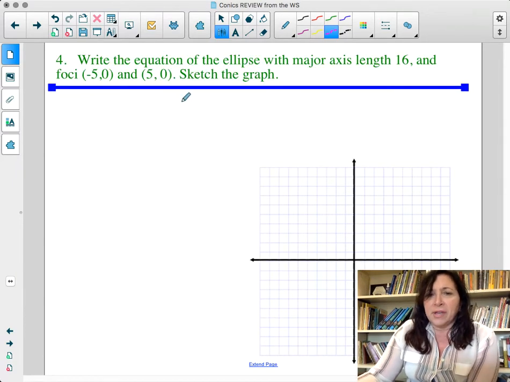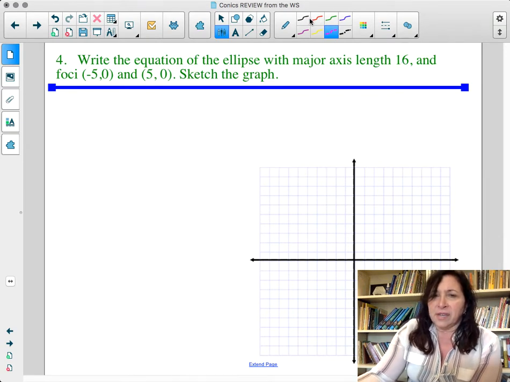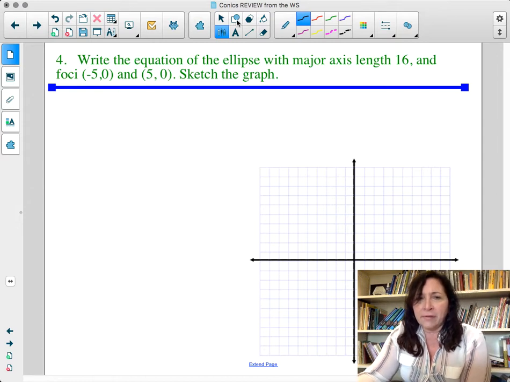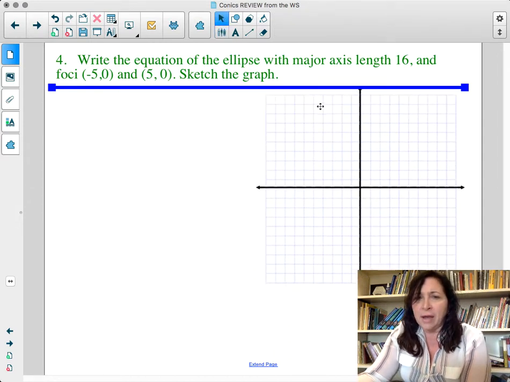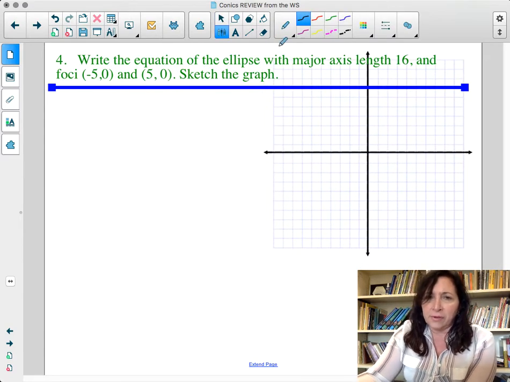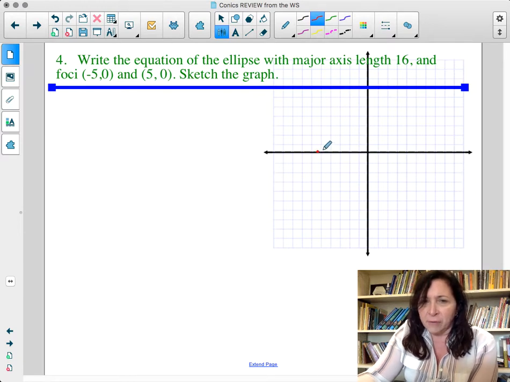Write the equation of the ellipse with a major axis of length 16, okay, and focal points are at negative 5, 0, and 5, 0. I always graph my equations. It is so important to do that. It completely gives you a visualization of what your graph looks like.